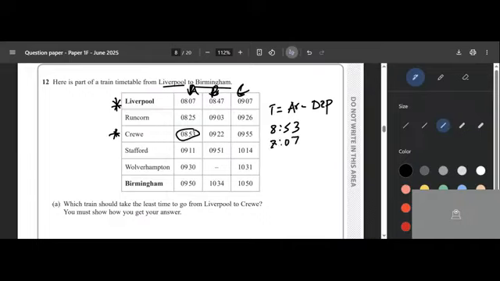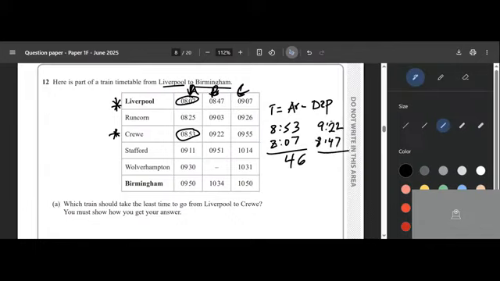I think you can see this and this. So if we subtract, we are going to have 53 minus 7, which gives me 46. Then let us look at the second train. It is 9:22 versus 8:47.